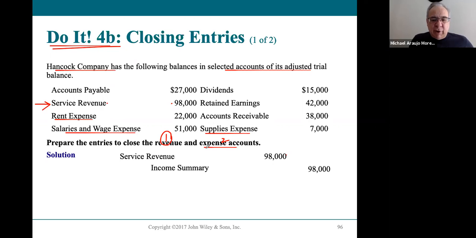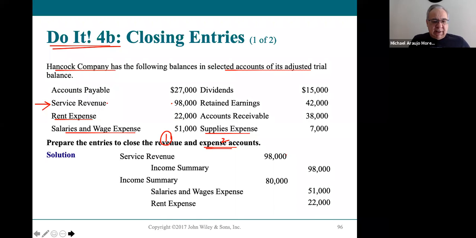So each one of those expense accounts needs to have a zero balance, and we move the sum into income summary. So what you see here is we have a total of $80,000 of expenses that are going to sit on income summary. Each individual expense gets its credit to close out the account. Right. Remember, expense accounts have debit balances. To close them, we need to credit each account to bring it to zero. Again, closing is simply bringing the balance to zero.